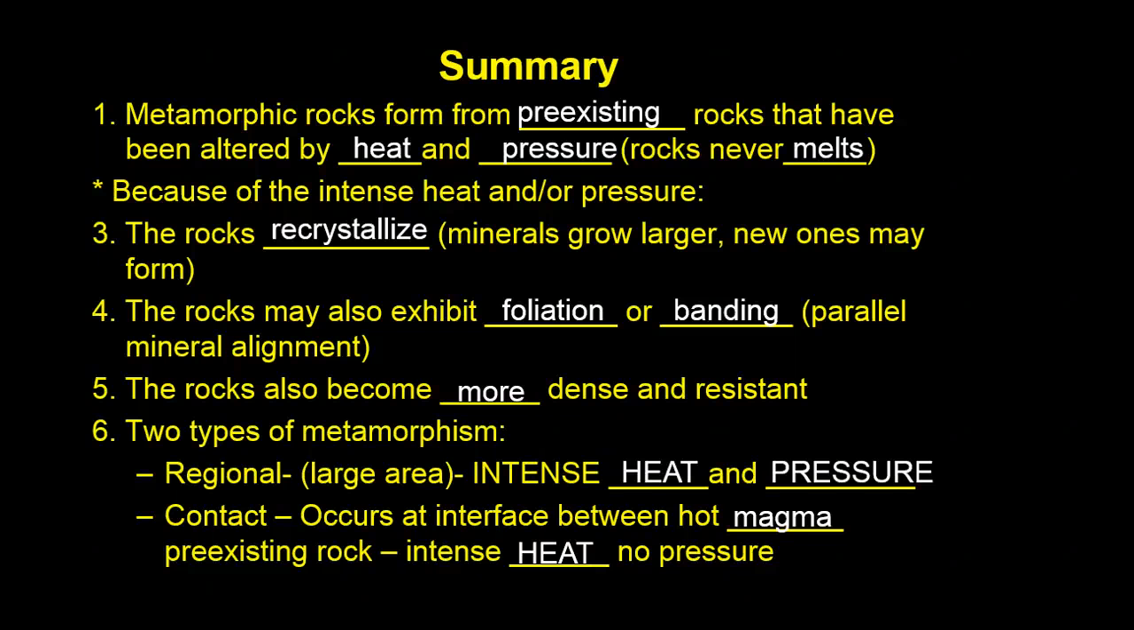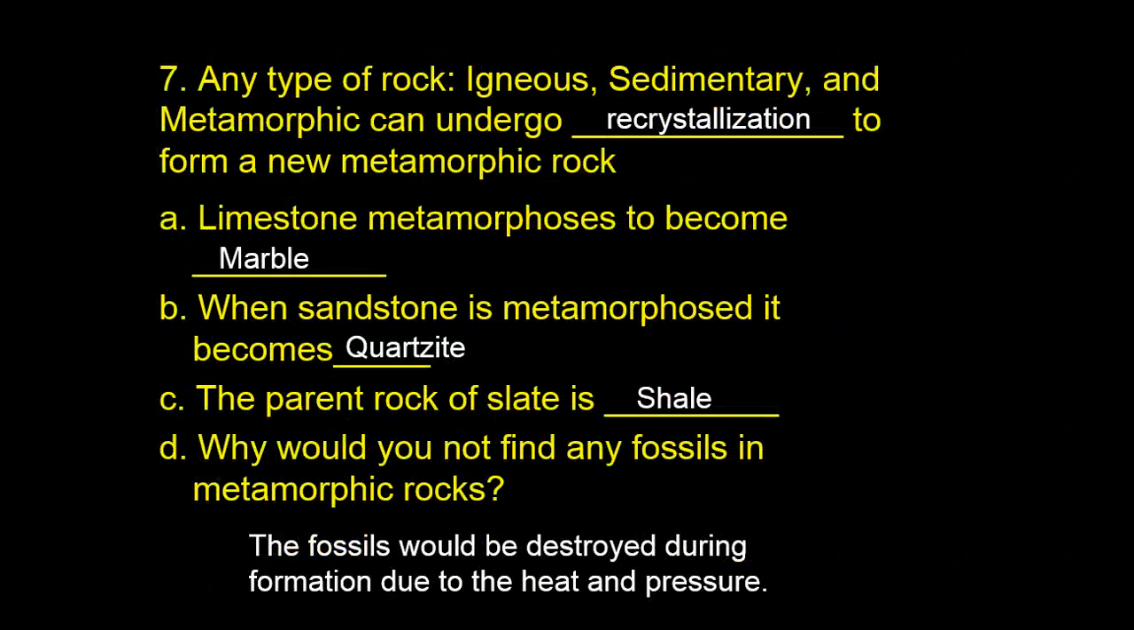Two types of metamorphism are regional and contact. Regional metamorphism occurs over a very large geographic area, like in a mountain range, and contact metamorphism occurs at the interface where hot magma touches a pre-existing rock. There is no pressure, only heat. Any type of rock, igneous, sedimentary, and even metamorphic, can undergo recrystallization to create a new metamorphic rock. Limestone metamorphoses to become marble. When sandstone is under metamorphosis, it becomes quartzite. The parent rock of slate is shale.